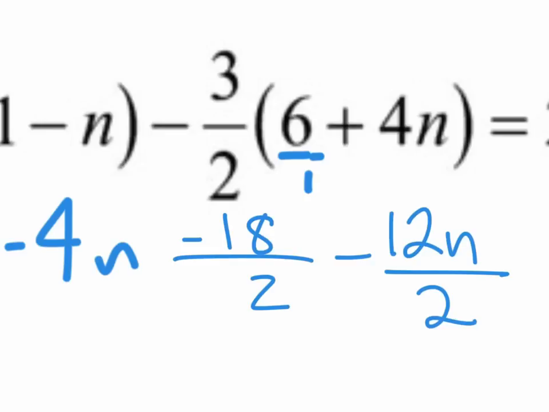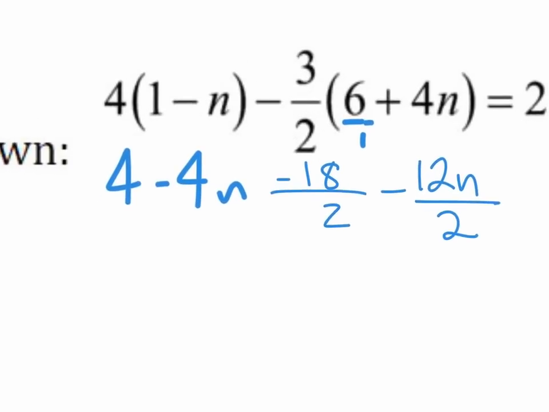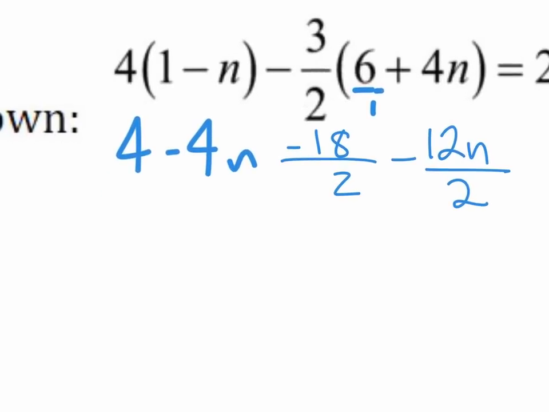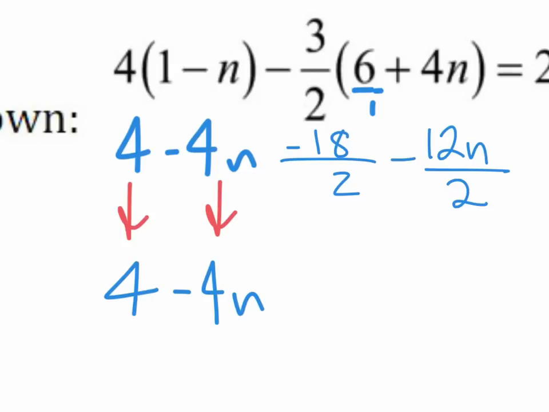And before we go any further, I think we can simplify this. So I'm not even going to shift over to the right side yet. I'm simply going to bring all this down. So let's simply bring down the 4 and then negative 4n. And so we've got 4 minus 4n. Negative 18 divided by 2 is going to give us negative 9. And then we've got negative 12n over 2, and that's going to give us simply 6n. Beautiful. We'll pause right there.